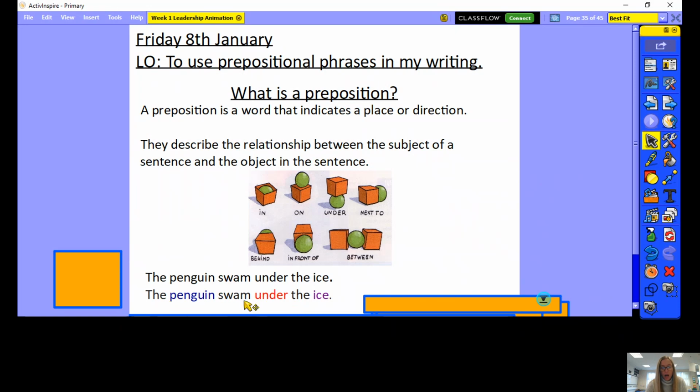So the penguin swam under the ice. In this sentence, you've got the subject, which is the penguin. You've got the object, which is the ice. And the preposition is the word under, because that indicates the direction.